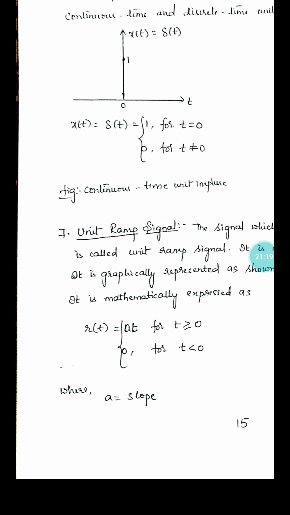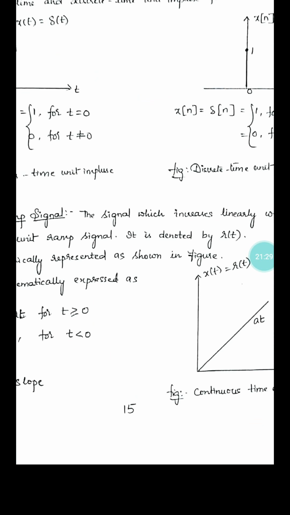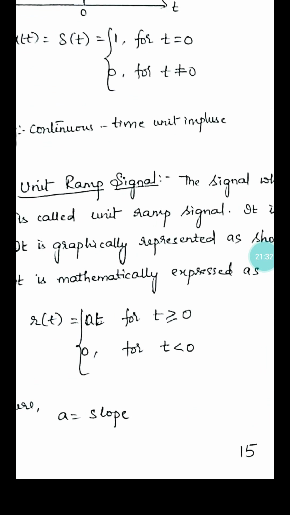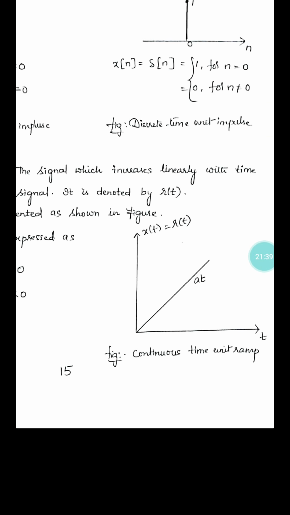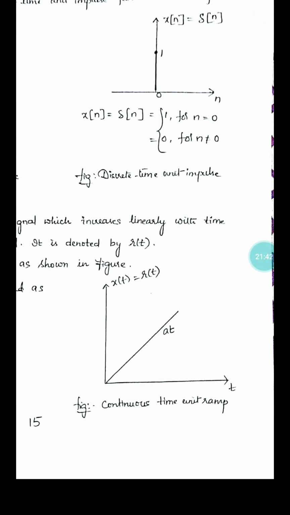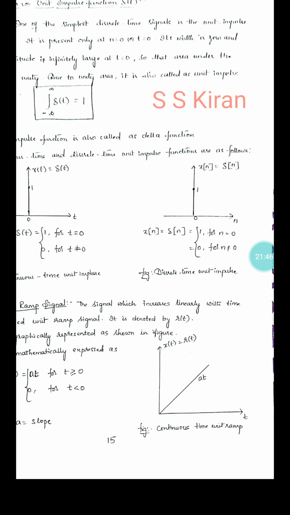You have to concentrate on the mathematical expression, very important. Every mathematical expression comes with conditions and a graphical representation. This is the graphical representation, and this is the mathematical representation. R of t is equal to a t for t greater than or equal to 0, and r of t equal to 0 for t less than 0. Here a can be treated as the slope. This is the continuous time unit ramp signal.